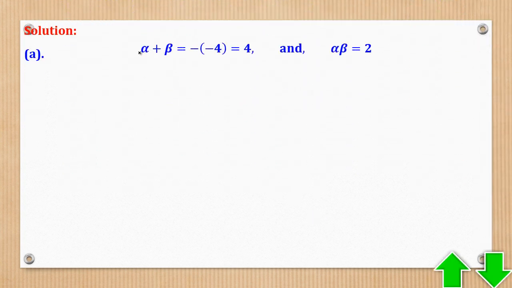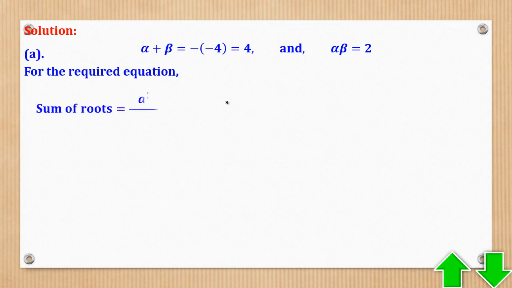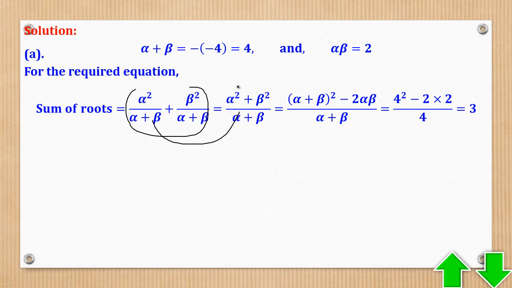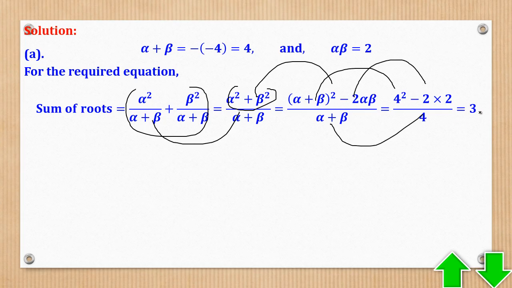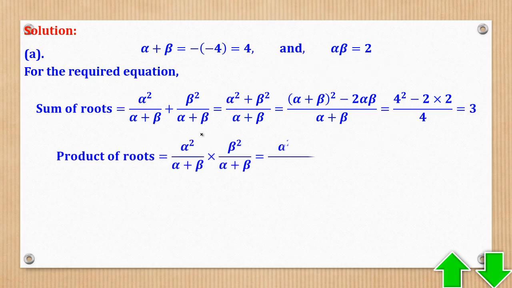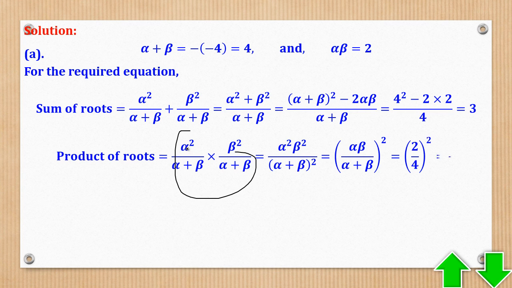So for the given equation, the sum of roots is 4, the product of roots is 2. Therefore, for the given roots, the sum of roots will be got by adding, where you get the LCM, but this one can be simplified to this. Then you can substitute sum squared minus 2 times product over product to give you 3. Then also for the product, you multiply. So this times this gives you alpha beta squared. This times this gives you alpha plus beta squared.